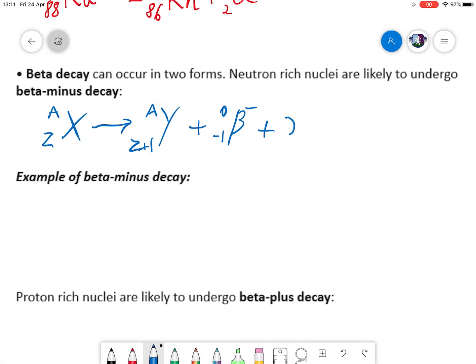Now we also get a neutrino. Now compare with the electron or positron. If it's an electron, it's an antineutrino. So for beta minus, it's always the antineutrino. So as an example, let's take an easy one like carbon-14. And all that's going to happen is that we will have decay into nitrogen with the beta minus and the antineutrino.